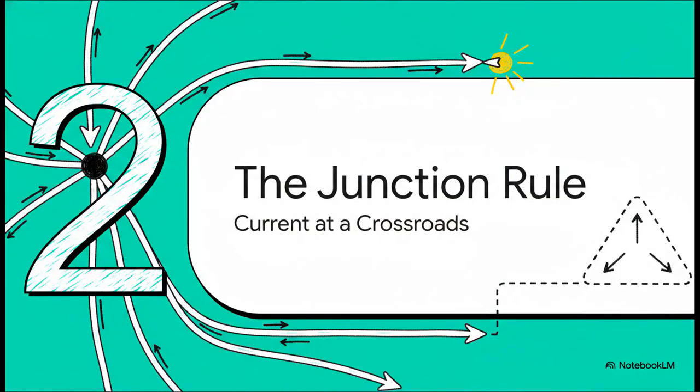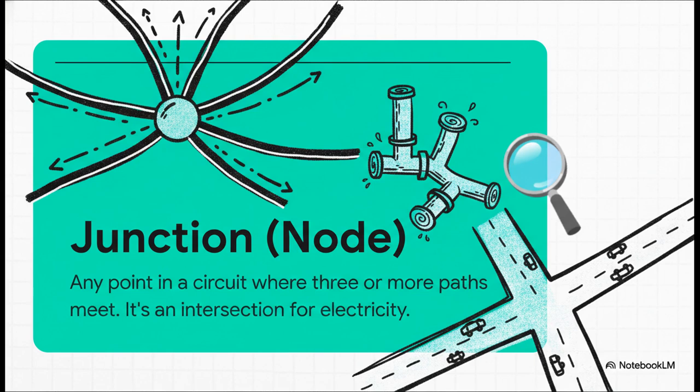So let's start with that first one, the junction rule. The best way to think about this is it's the law of traffic control for electricity. It tells us exactly what happens when current gets to an intersection in the circuit. So, what exactly is a junction? Well, in any circuit, it's just a point where three or more wires come together.